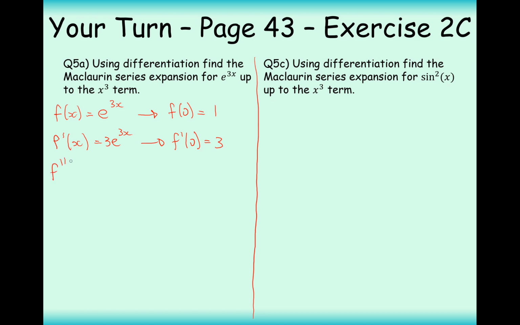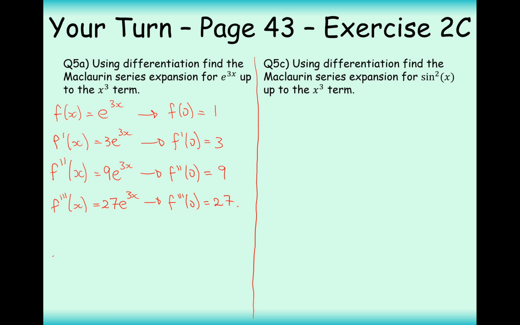We're going up to the x cubed term, so I'm going to have to differentiate it 3 times in total. The next one will be 9e to the 3x. And then when we put in 0 here, we're going to get 9. And the final differential, f triple dash of x equals 27e to the 3x. And f triple dash of 0 is going to be 27.